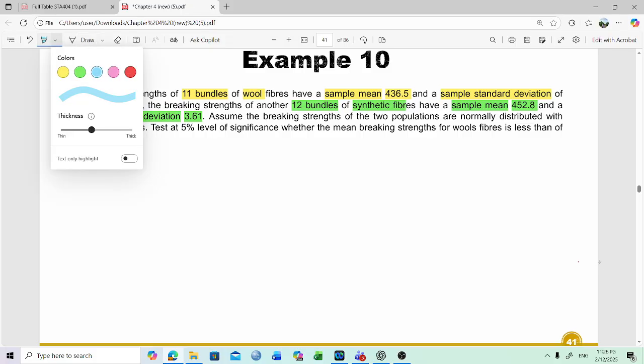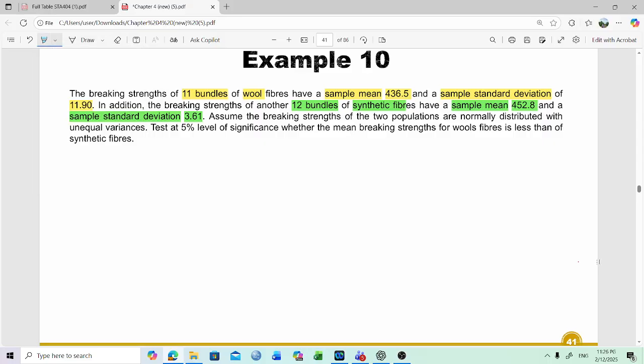Another important information given here is unequal variances. For this case, we don't have to conduct a Levene test since the question already mentioned it is unequal variances. So that's why we don't have to do hypothesis testing for equality of variances. Test at 5%, so this is the alpha, 0.05, whether the mean breaking strength for wool is less than synthetic.